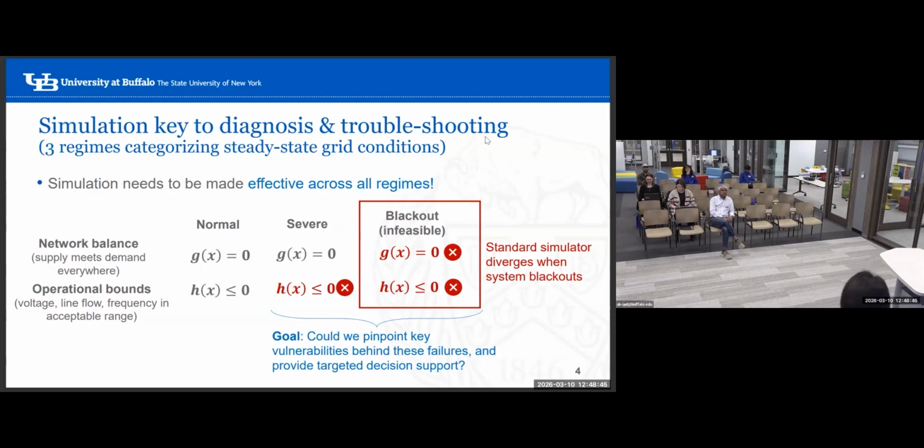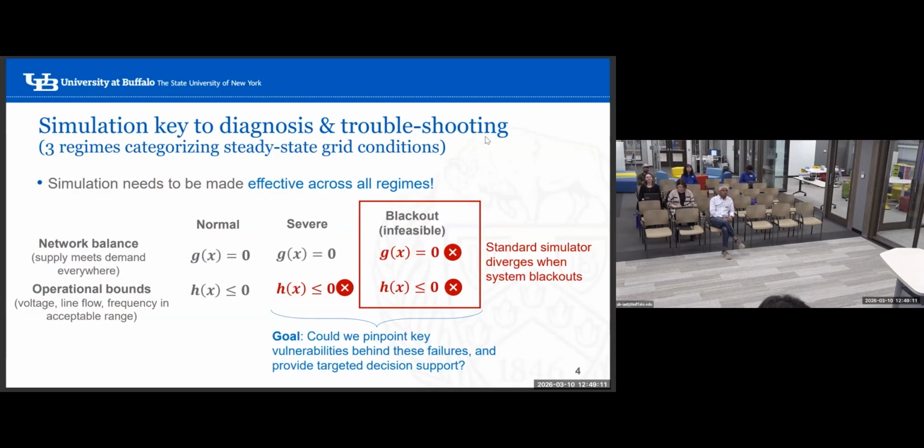But then in a severe condition, the balance is still satisfied, but some operational bounds are violated. For example, some voltage might be extremely low or some lines are overloaded. And then most seriously, the blackout case, which means mathematically, the system becomes infeasible. We don't have enough supply to meet the balance, and we're also violating the bounds.